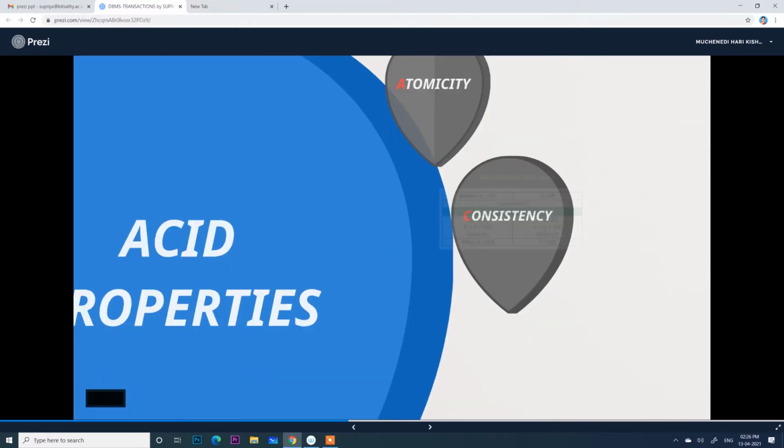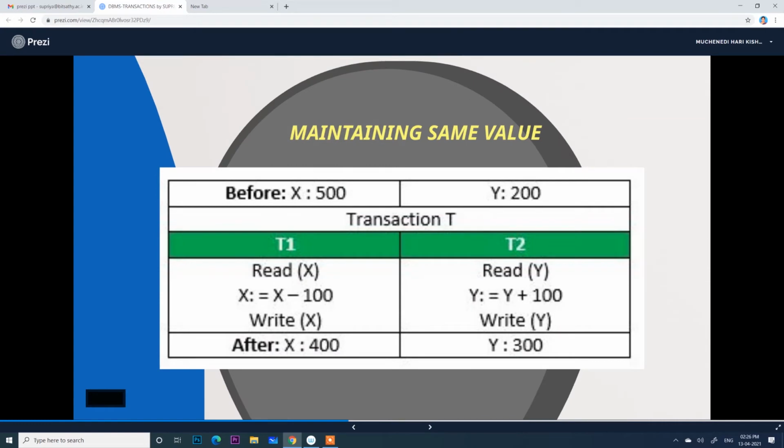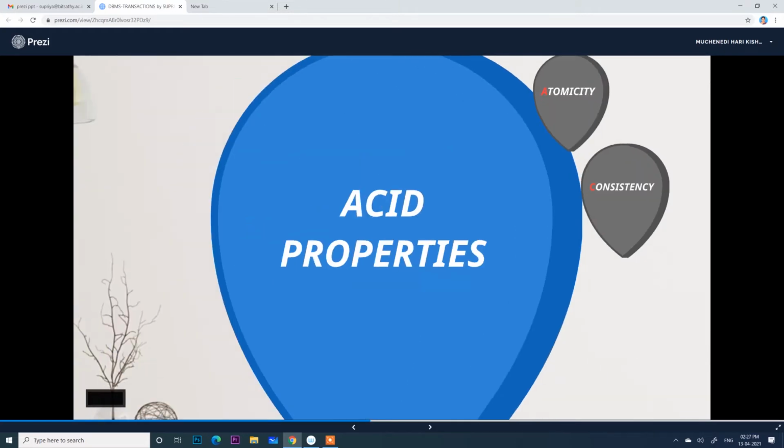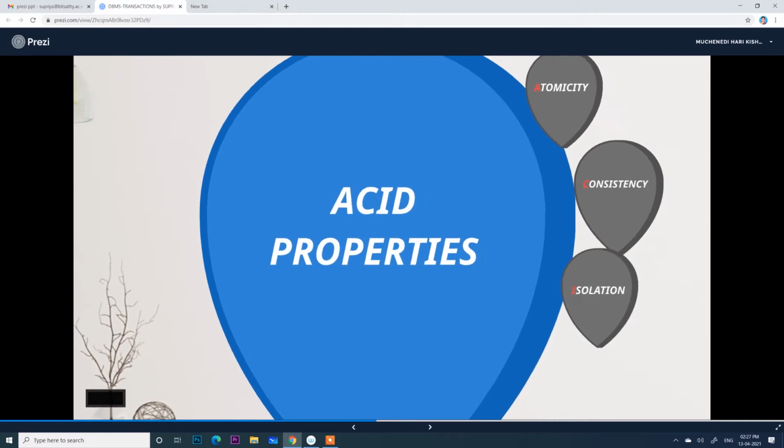Second is consistency. Consistency means the total amount in your account before the transaction and after the transaction should remain the same. That is, your transaction should not affect the total amount of your account. This is maintaining the same value. This we call consistency.